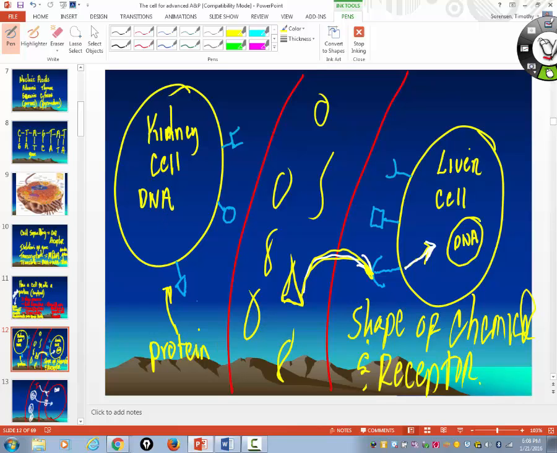No. So how do you guarantee that only this particular section of DNA, this gene, is going to be activated in a liver cell? How can you guarantee that? How can you guarantee it? Make sure that the liver cell is the only one that has this receptor. Tell me you got that.